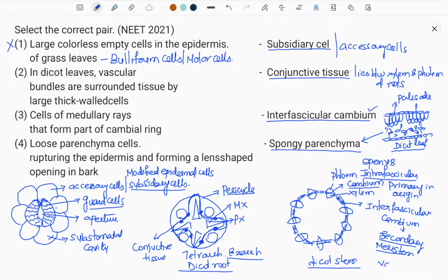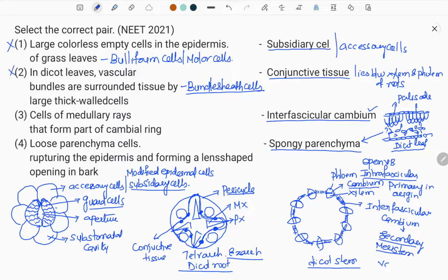See, in dicot leaves, the vascular bundles are surrounded by large, thick tissue called bundle sheath cells. They are called bundle sheath cells because they are found around the dicot leaf vascular bundle. They have some features: they extend, forming bundle sheath extensions. Bundle sheath extensions are meant for conducting food material from source to sink, that is from mesophyll to the vascular bundles.